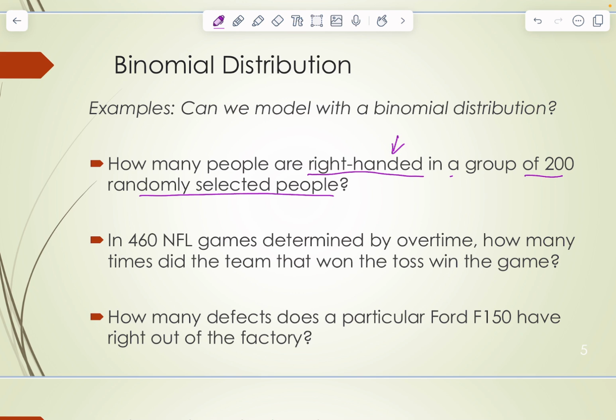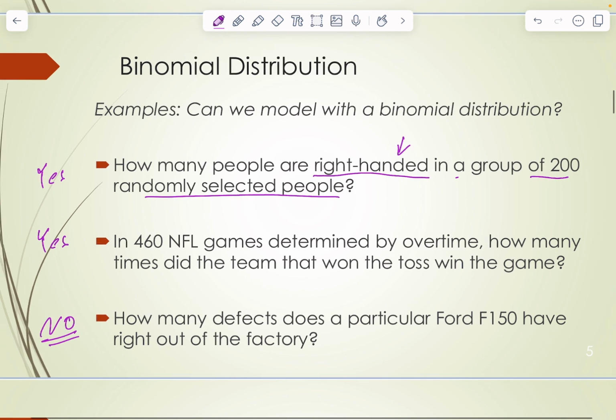How many defects does a Ford F-150 have right out of the factory? This does not fit into the binomial distribution framework because there is not a fixed number of trials. It's not like somebody has a clipboard of a fixed number of equally likely defects and they're just checking it off. That's not what's going on. There could be many hundreds of defects depending on how closely they're looking and what the tolerances are. This does not have a fixed number of binary trials.